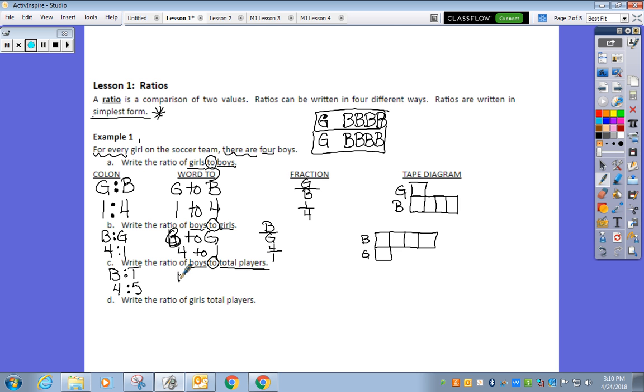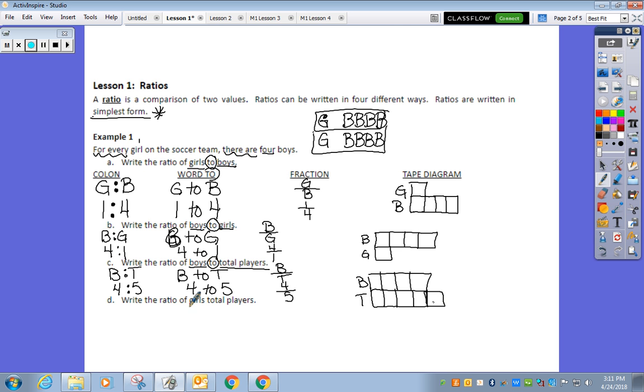That goes the same for however you write it, with the word "to," as the fraction, and as your tape. Oops. And again, notice I'm lining these up. The first 4 are fairly lined up, and then we have that out piece. That's going to be important when we do get to tape diagrams.